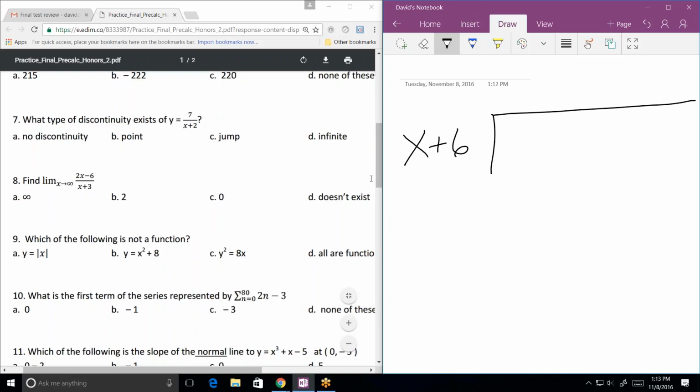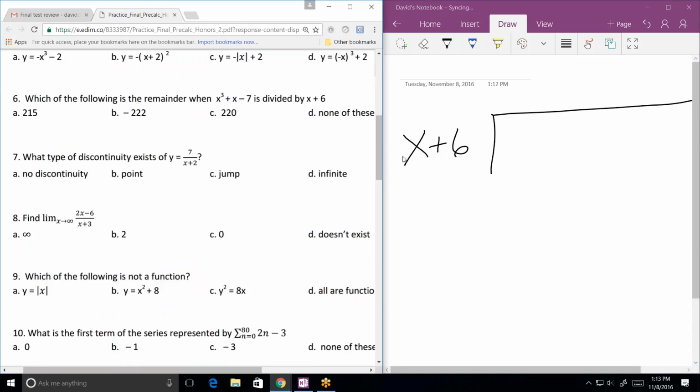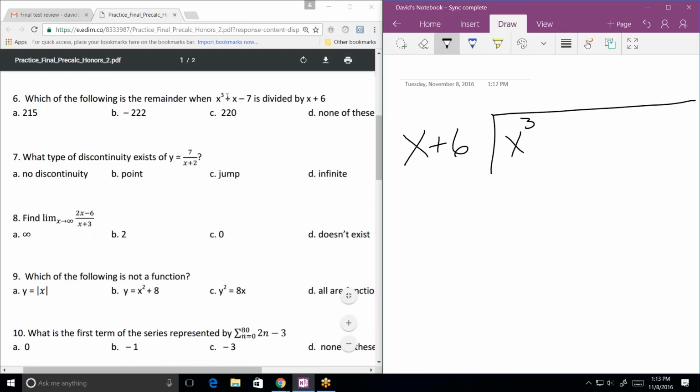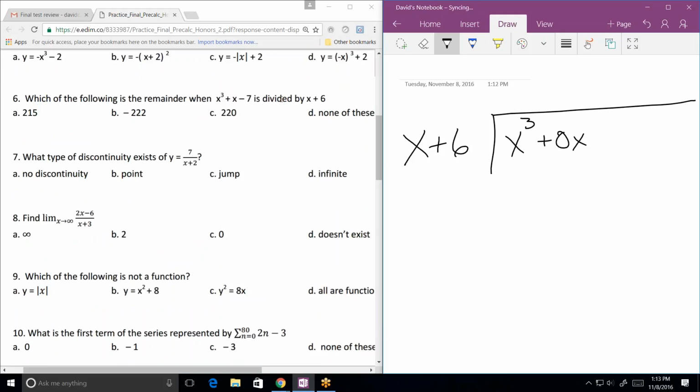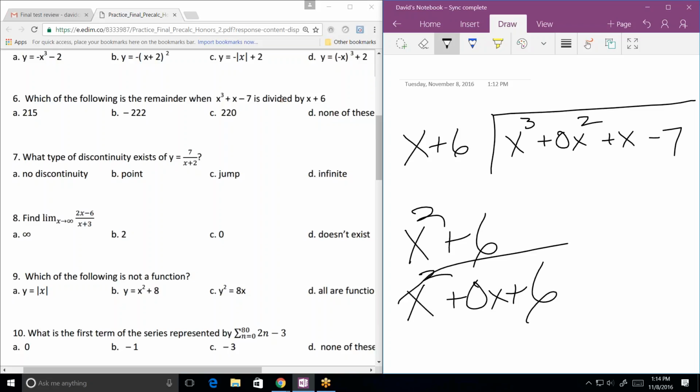Now, the one thing you have to be careful about whenever you're doing long or synthetic division is that you allow for every degree that's available. Notice we're missing an x squared in that. So we have to allow for that by making a 0 x squared, and then plus x minus 7. You have to make sure that you have every degree of x represented, regardless of whether it's the dividend or the divisor. If I was dividing by x squared plus 6, I would really have to divide by x squared plus 0x plus 6.